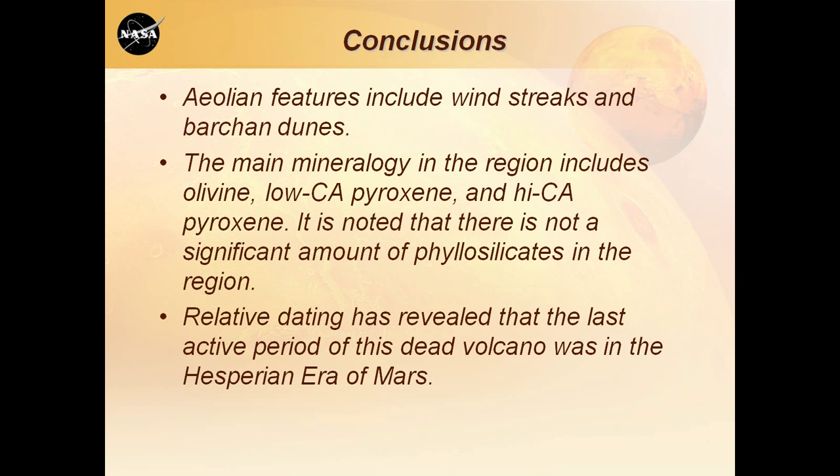Lastly, it was determined with relative dating that the last time the shield volcano was active was approximately 2.9 to 3.5 billion years ago, during the Hesperian era. In conclusion, we have observed that Syrtis Major was shaped by impact craters, aeolian processes, and volcanic activity. This concludes our presentation of the characterization of Syrtis Major.